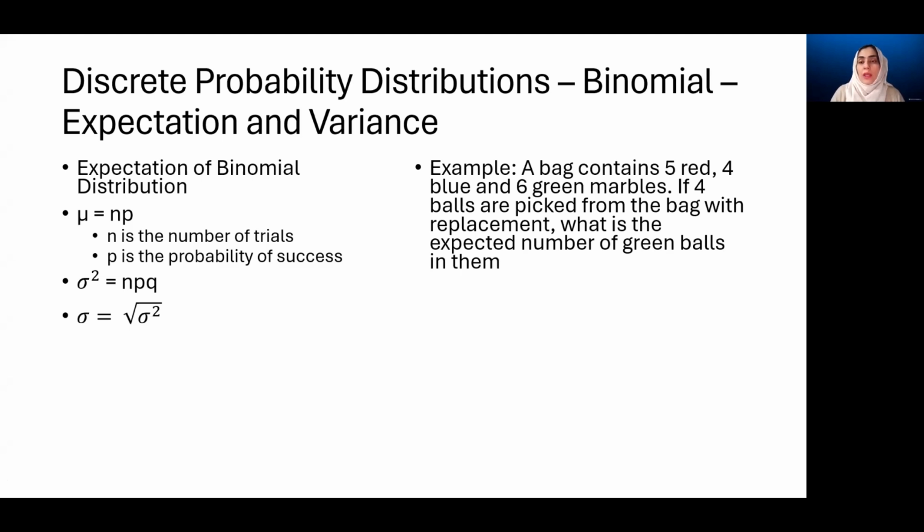Here we have a bag which contains 5 red, 4 blue, and 6 green marbles. If 4 balls are picked from the bag with replacement, what is the expected number of green balls in them? Since we are picking the balls with replacement, the trials or successive draws become independent, and this is a condition for the binomial distribution. Also, the outcome is either a success, which is when we see a green ball, or a failure if we do not see a green ball.